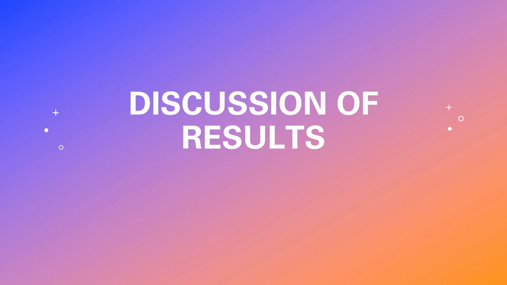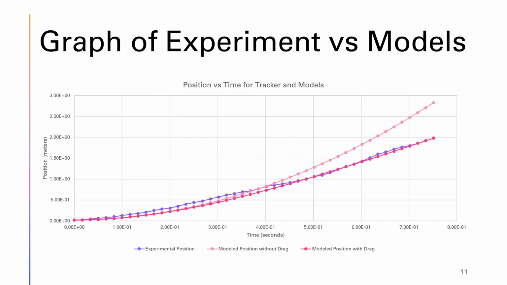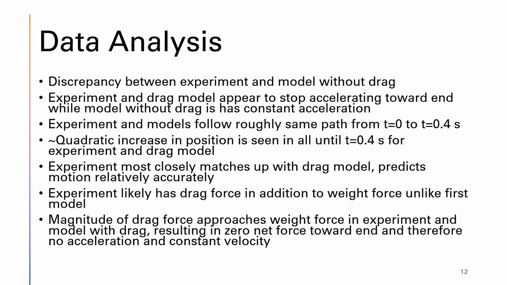Here is the graph of three different positions versus time. As you saw, there was a discrepancy between the experiment and the model without drag, not so much between the experiment and the one with drag. And the experiment and the drag model appeared to stop accelerating towards the end of the period, whereas the model without drag had a constant acceleration all the way through.